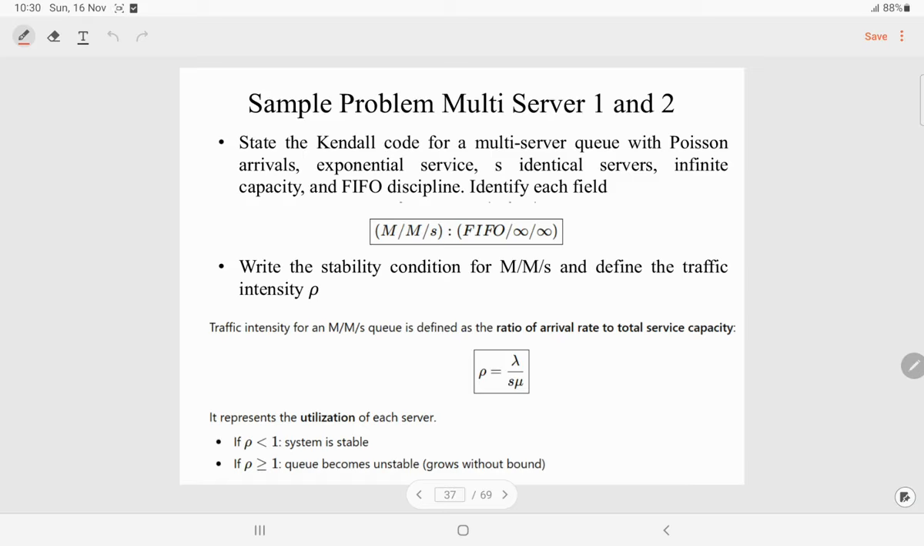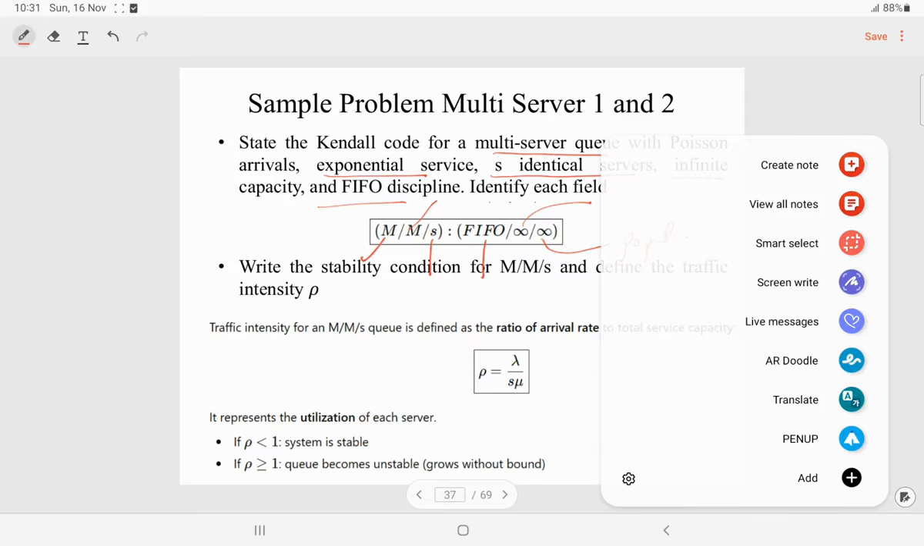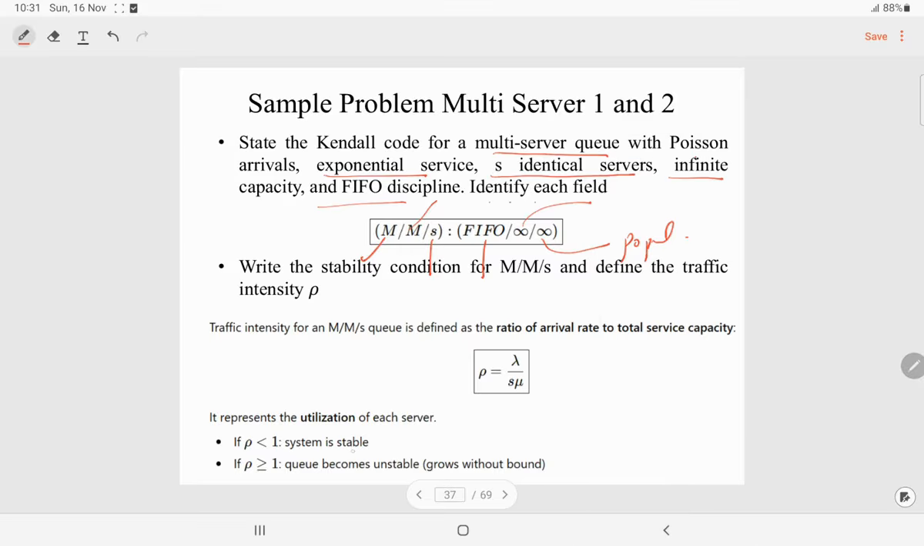So first, simple problems. We may be asked to write a Kendall code for a multi-server queue with Poisson arrivals, exponential service and S identical servers, infinite capacity and FIFO discipline. So the first term represents the arrival distribution, the second term represents exponential, that is the service distribution, then the number of servers, service discipline, capacity of the system and the population of the system. Okay. Now what is the stability condition? Stability condition means rho should be less than 1, then the system is stable. The rho is found by lambda by S mu or lambda by C mu. Okay.